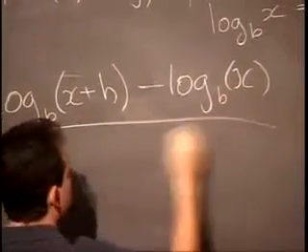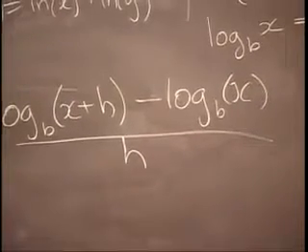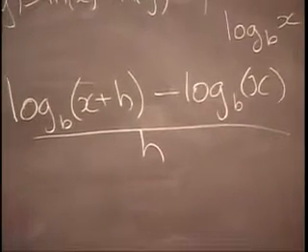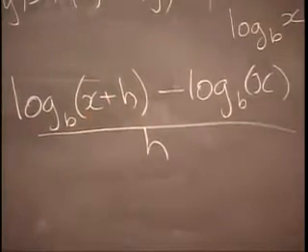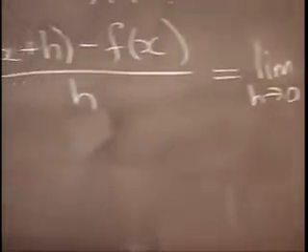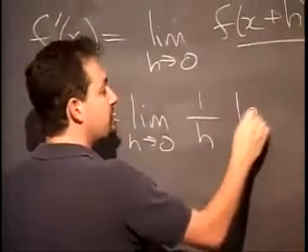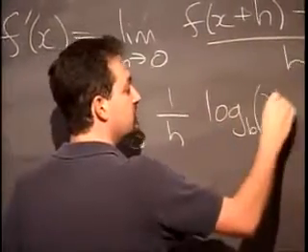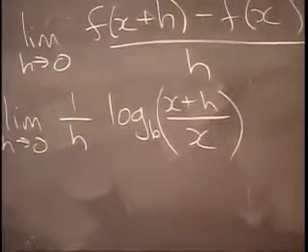So I'm going to replace f in both places by the log base b. Now, I'm going to start using my log rules. The first thing is this is a difference of logs, so I can write it as the log of the quotient. So the factor 1 over h, that's the denominator over there. I'm going to write this as the log of x plus h over x. So that's a log rule.